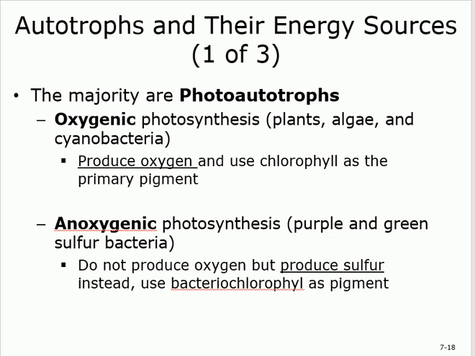The other type is the same, but they do not produce oxygen. Instead, they produce sulfur. The example of that is purple and green sulfur bacteria. This type of bacteria, they are autotrophs, they are phototrophs, but they end up producing sulfur, not oxygen. Purple and green sulfur bacteria is a good example that you need to remember.